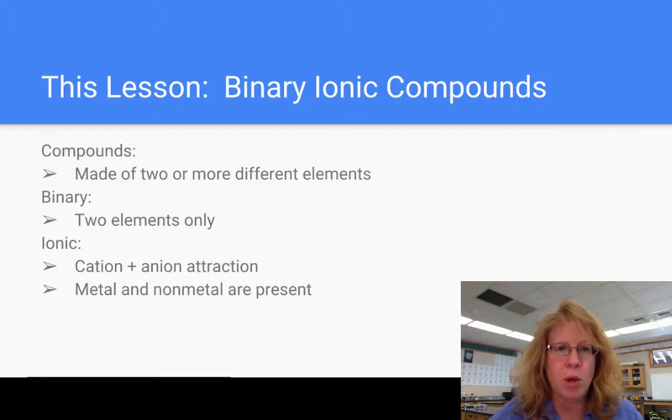This particular lesson is only going to focus on binary ionic compounds. So let's take that phrase apart so you can see what it means. First of all, compounds are anything that's made of two or more different elements. These are only going to be binary compounds, and binary here means there's just two elements present. We'll get to more than two elements in a lesson or two from now. And then the third one is ionic, which refers to the type of bond, where we've got a cation and an anion bound together because of electrostatic attraction. So there's plus and minus, and they're sticking together like magnets. That means there has to be a metal and a nonmetal present. So binary ionic compounds refers to two elements, a metal and a nonmetal only.